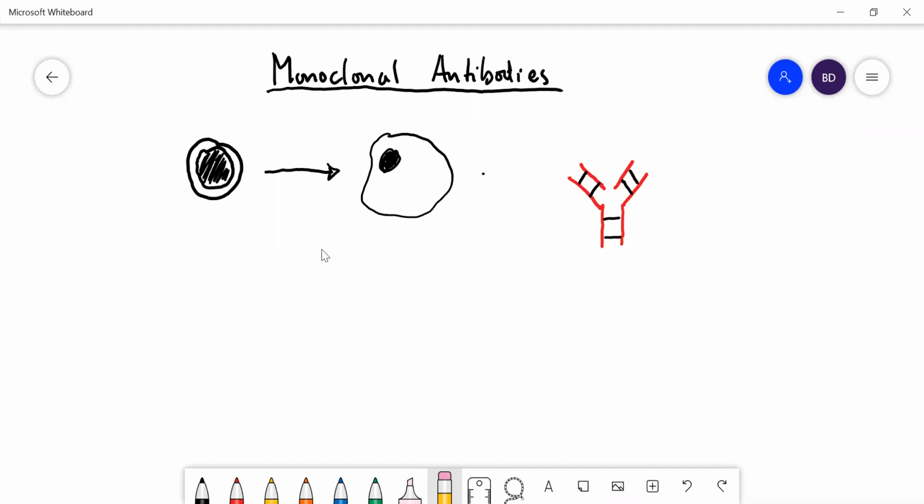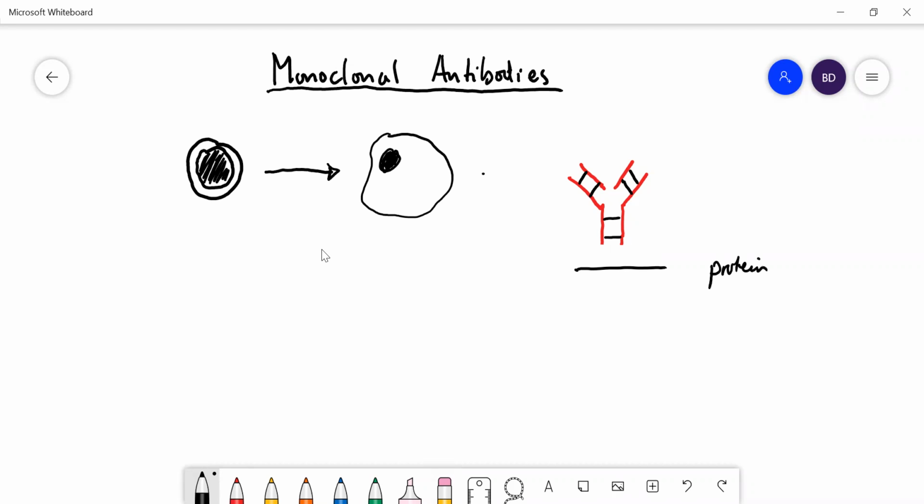We're going to explain what monoclonal antibodies are. Before we talk about monoclonal antibodies, let's talk about antibodies more generally. So I've drawn here a picture of an antibody molecule, and it's a protein.